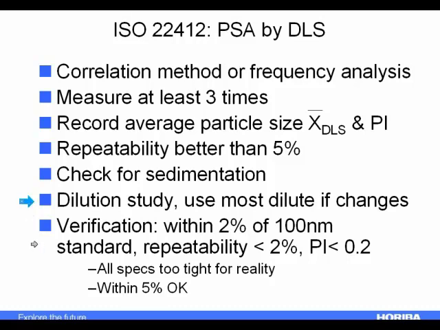The answer is a little more complicated. I think we'll just refer you to another webinar on our website to go through some details there. Like every other technique, you should verify the system on a regular basis. In the ISO document, they suggest using a 100 nanometer polystyrene latex sample, and they say it should be within 2% of the reported value. Then also let's do multiple measurements. They say let's test repeatability, and they say the polydispersity index should be below 0.2.